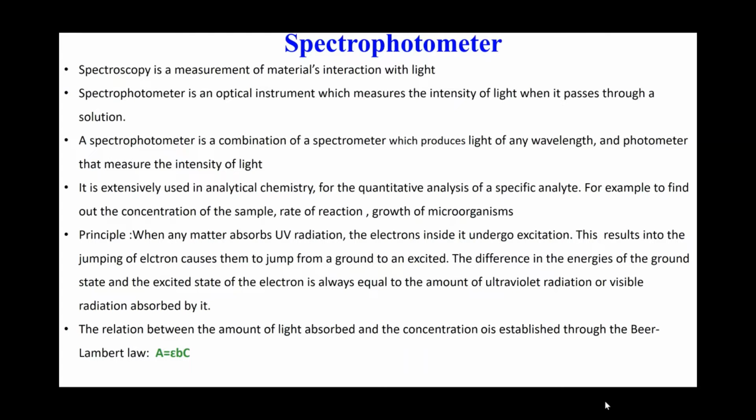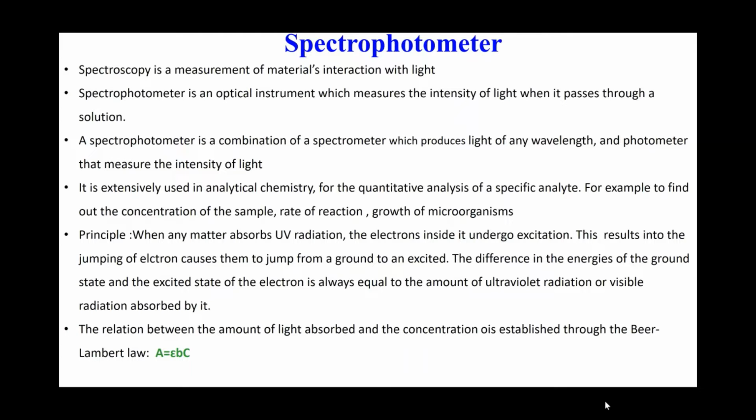So, the relation between the amount of the light absorbed and the concentration is usually established through Beer-Lambert law, which is basically stated as A equals epsilon b c. The Beer-Lambert law states that the quantity of light absorbed by a substance is directly proportional to the concentration of the substance, which is represented as c here, and the path length of the light through the solution. Here it is represented through b, and A is the absorbance, and epsilon is the molar absorptivity of the solution.